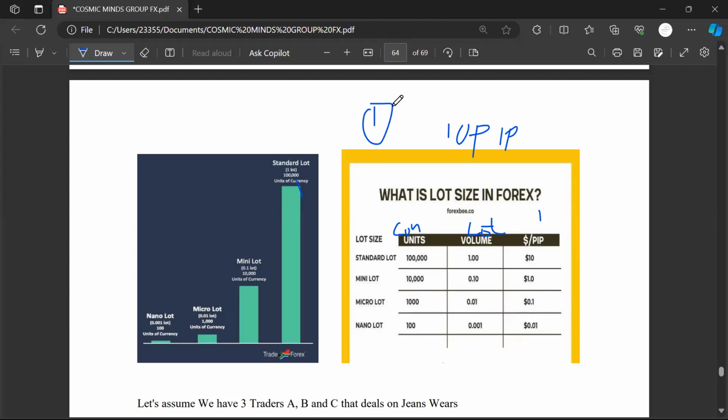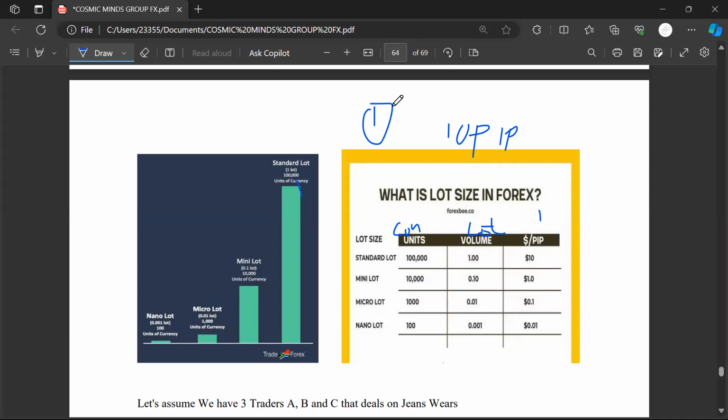So a pip in the standard lot is $10. A pip in the mini lots is $1. And then a pip in micro lots is 0.1 cent. And then the nano is 0.01.